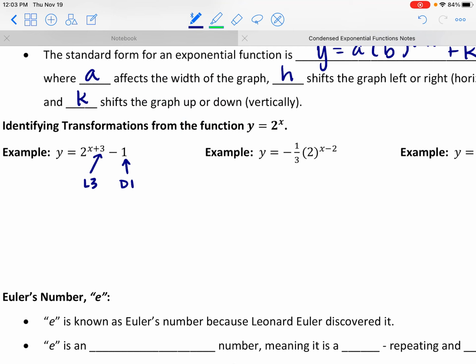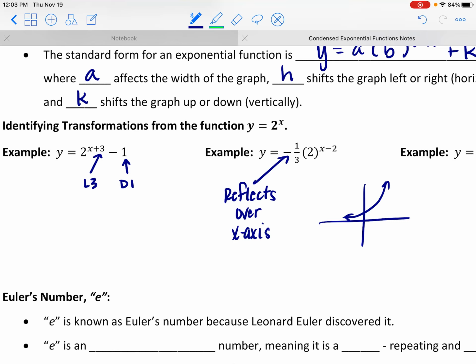First, we have a negative, and that negative is going to make our graph reflect over the x-axis. If our original was here, we would see something reflected over the x. It'd be upside down. And then we have the 1/3, which is going to vertically compress the graph. So the 1/3 is a vertical compression.